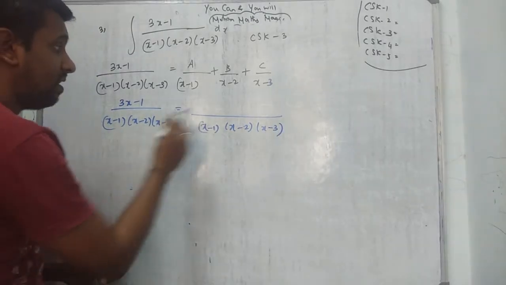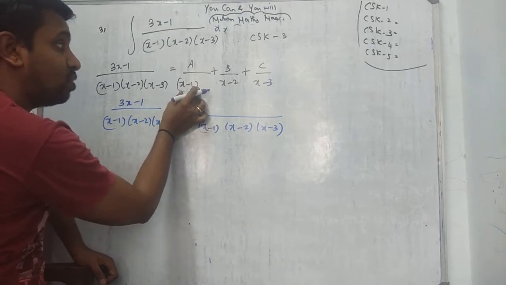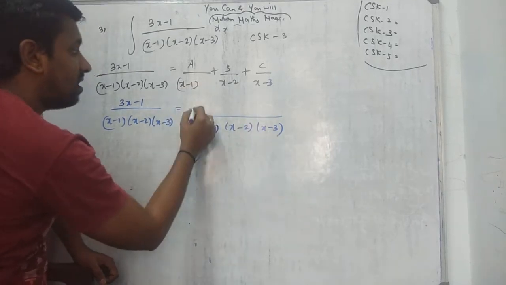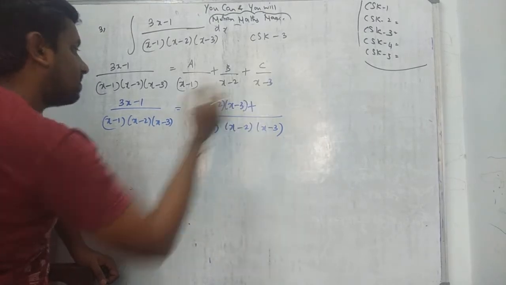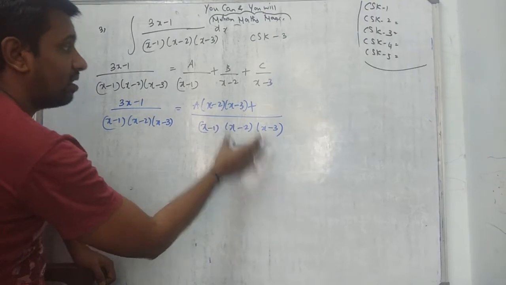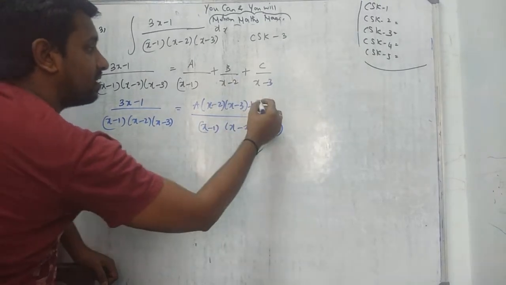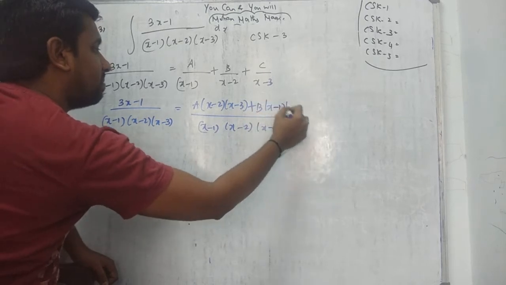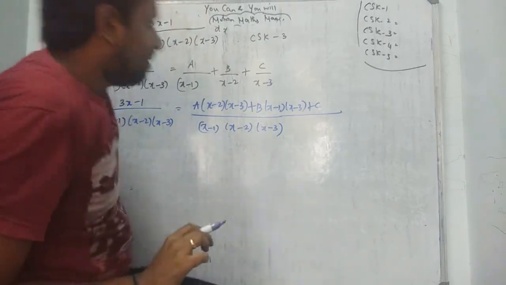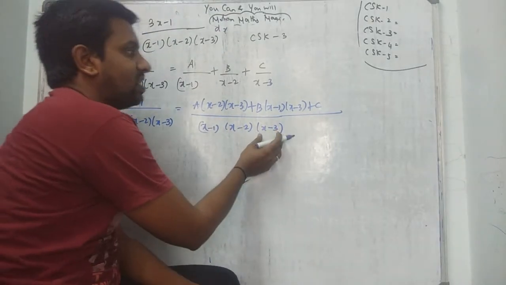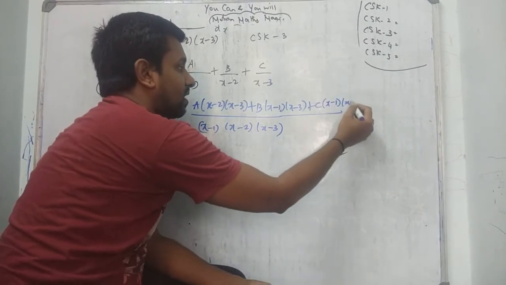Now, of the 3 brackets, only x minus 1 is available in the first term. So which 2 brackets are missing? These 2 are missing, so A times x minus 2, x minus 3. And 3 brackets I need, only x minus 2 is available. Which brackets are missing? x minus 1, x minus 3. So B into x minus 1, x minus 3. Plus C into, I need 3 brackets, but only x minus 3 is available. Which 2 are missing? x minus 1, x minus 2.